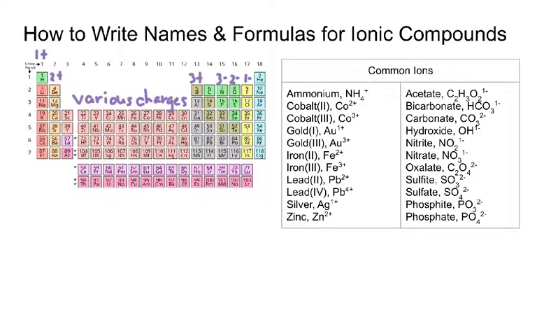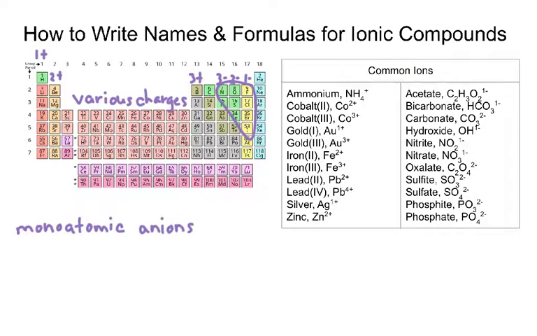Starting in group 15, the ions will have a 3- charge. In group 16, a 2- charge, and in group 17, a 1- charge, as these elements gain electrons. Elements in the last group are noble gases, and they don't form ions or form compounds.